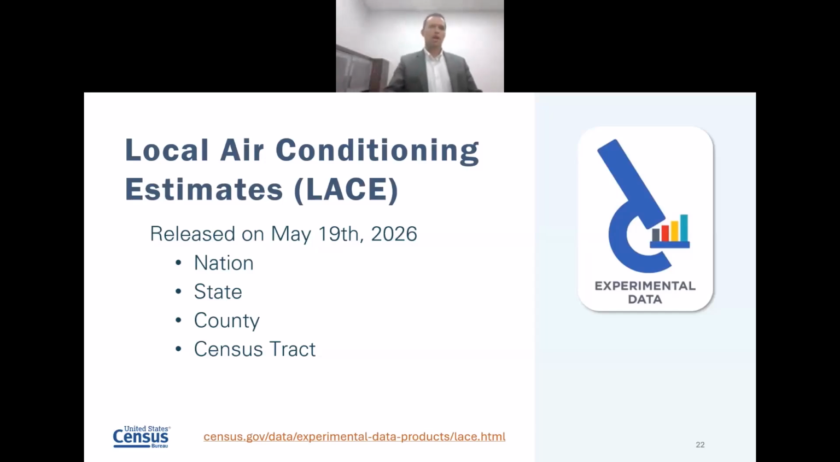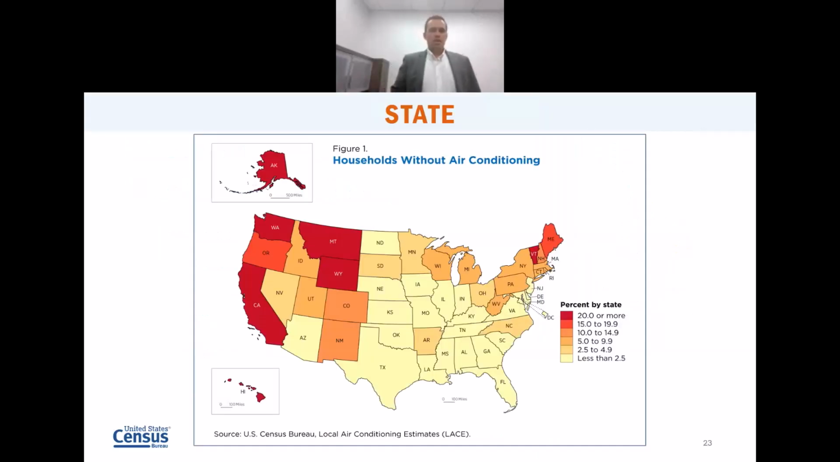And so now I'm going to actually walk through some of the data that we have for that, as well as a county level example to show why we really saw this need for a geographically granular data set for LACE. All right, and so I'm here at the state level. You're able to see that there are places that have a higher percentage of the population without air conditioning than the rest of the nation.